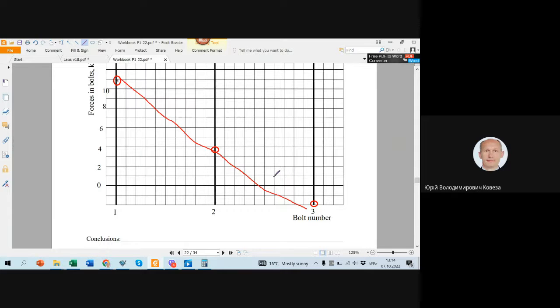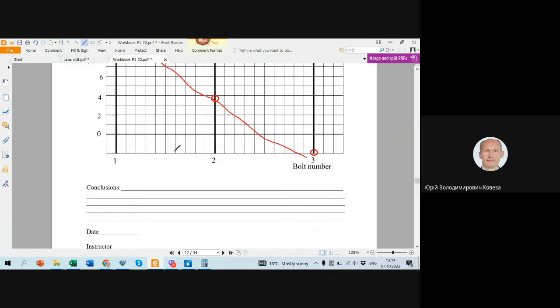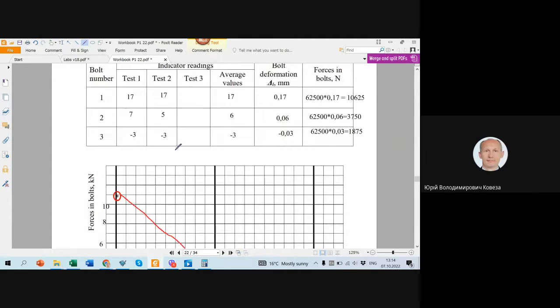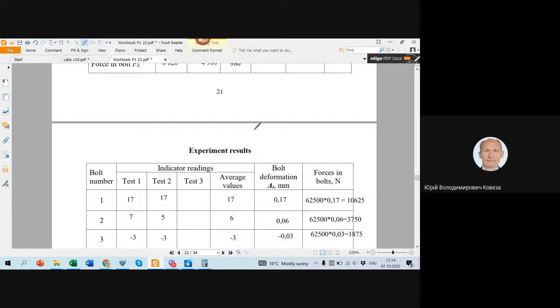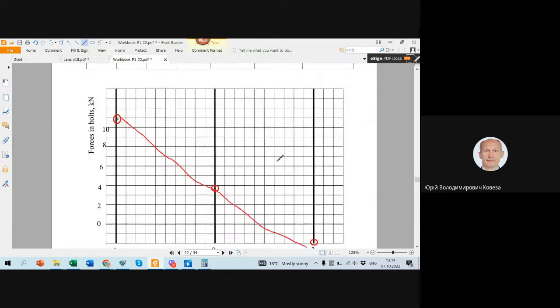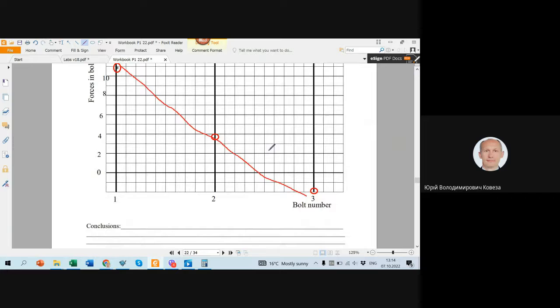Something like this. And you should add 2 lines according to calculations. This line, 3 points, and first, second, and third bolts. Here you calculated home, and third, you see. Maybe your graph will be beautiful, not like mine.